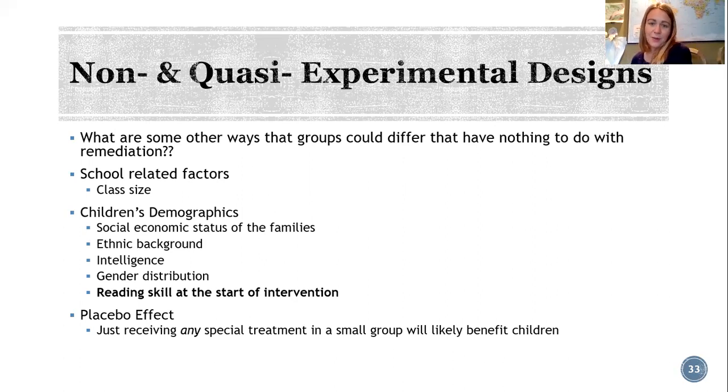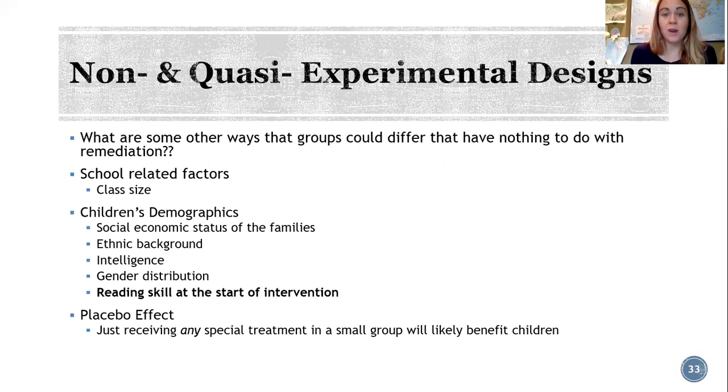Another difference is what we call the placebo effect. So it could just be the fact that they got any kind of special treatment. It doesn't even matter if it's the reading remediation that would benefit their reading skills, because they feel excited to have this extra opportunity to be in this special group. So if we don't control for these, we'd have no way of knowing if all of those factors are what improved their reading skills or if it's the intervention per se.